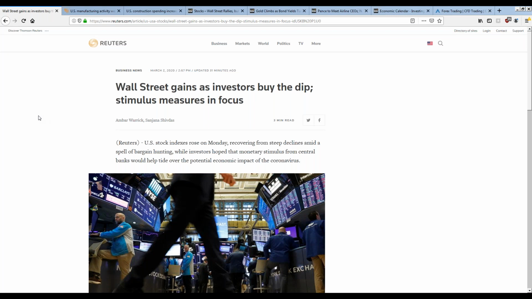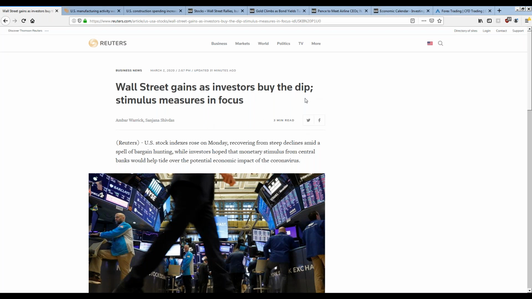So Wall Street gains as investors buy the dip. Okay, that makes sense. There are always investors after a week like last week that are looking to buy low and hoping for at least a temporary bounce back up. And that has at least occurred today, at minimum, a temporary bounce back up.